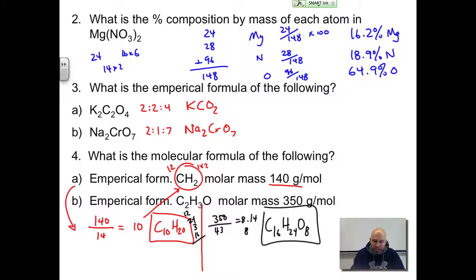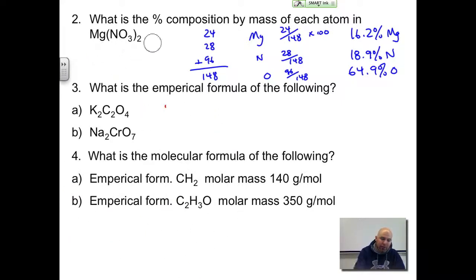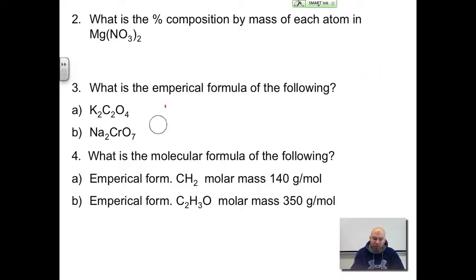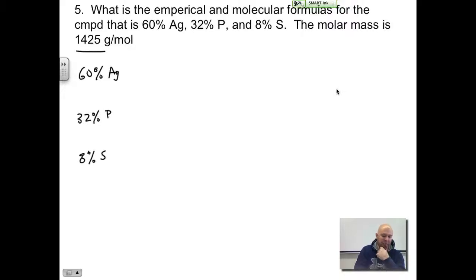Okay. The last slide is going to be molecular and empirical formulas. I'll go ahead and solve for that one. And again, I don't want to take too long, but it's the last little review, so we might as well. What is the empirical and molecular formulas for the compound that is 60% silver, 32% phosphorus, and 8% sulfur? And the molar mass is 1425.